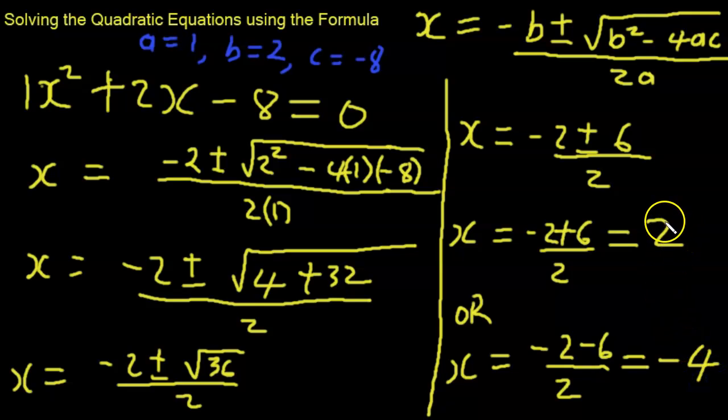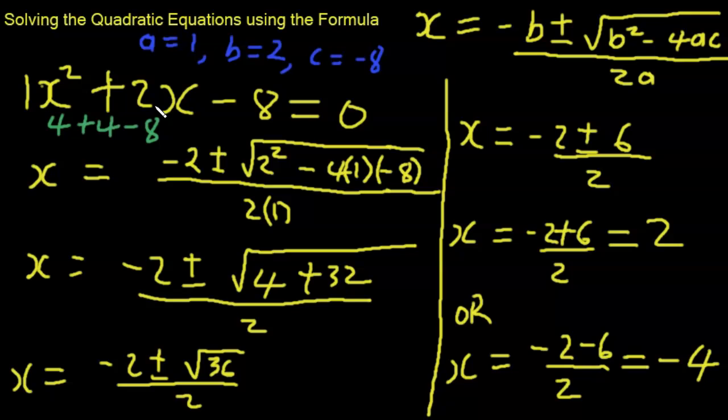And don't forget, you can always check your solution. We are claiming that x is equal to 2, which means if you replace this x with 2, you'd have 2 squared, which is 4, plus 2 times 2, which is also 4. Minus 8, you end up with 0.